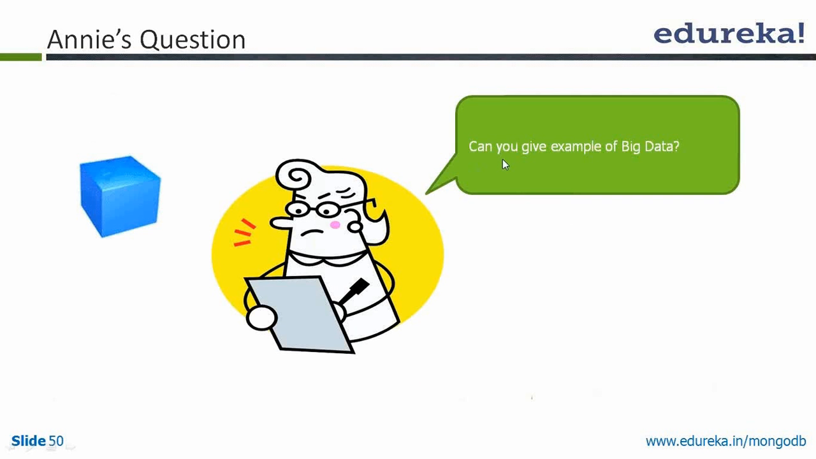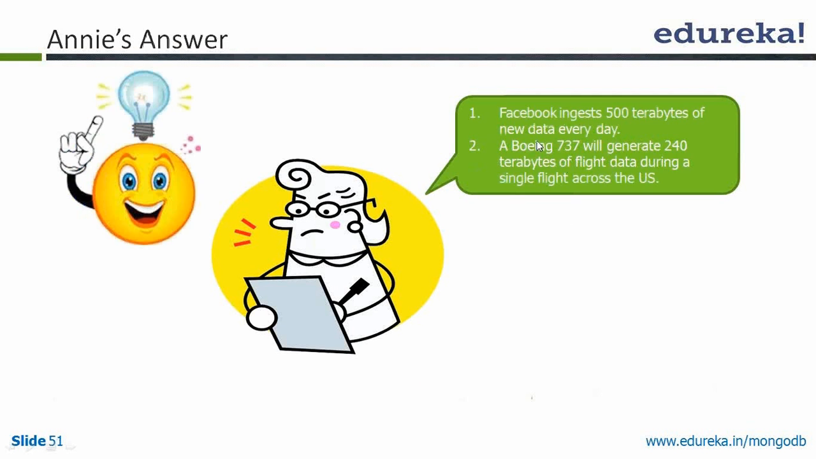So here Annie is asking, can you give an example of big data? Let us see Annie's answer. Facebook ingests 500 terabytes of new data every day. The second one is a Boeing 737, which will generate 240 terabytes of flight data during a single flight across the US.